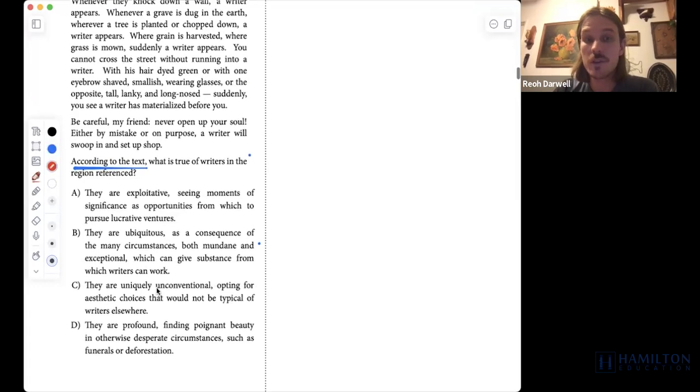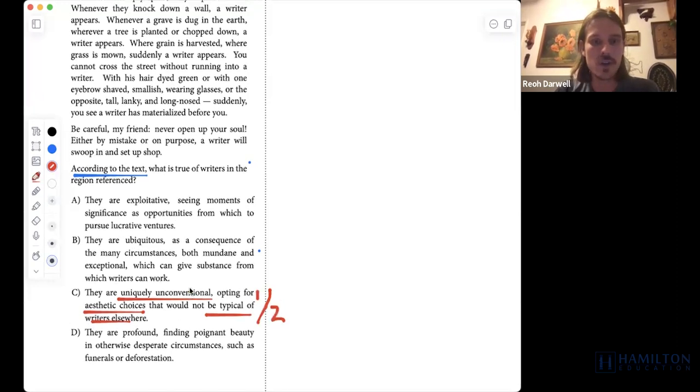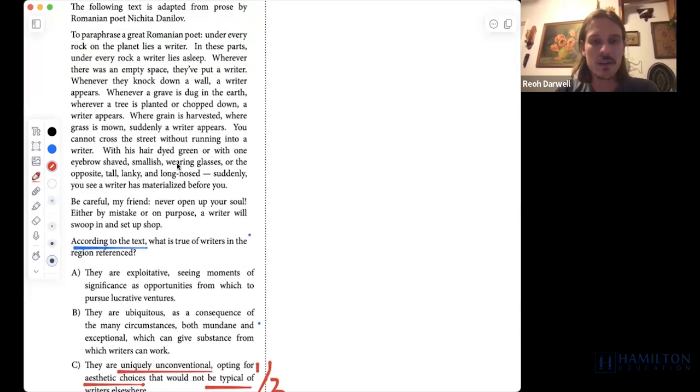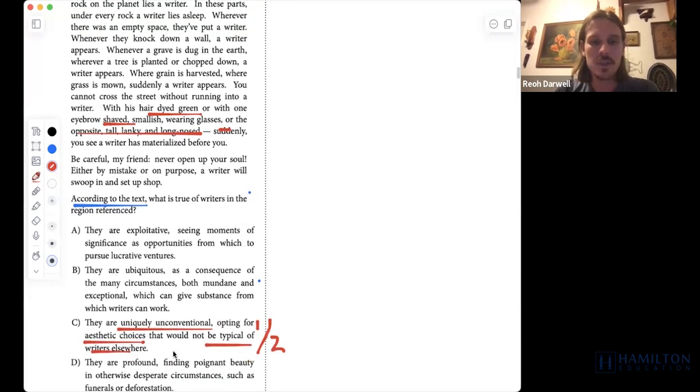So I'm going to show you a few distractors here. Uniquely unconventional, opting for aesthetic choices that would not be typical of writers elsewhere. Okay, this is a half-right distractor, meaning half of it is correct, but not all of it. Yes, they do say that there are some that are unconventional looking, right? But do they say that they would not be typical of writers elsewhere? No. Okay, that part is the important caveat that makes that wrong.